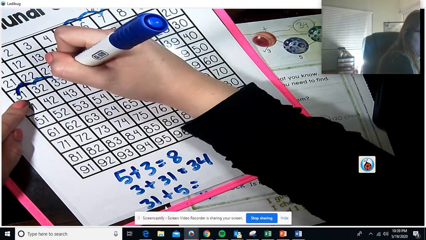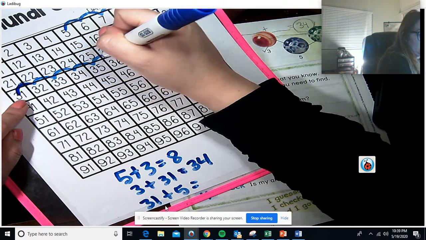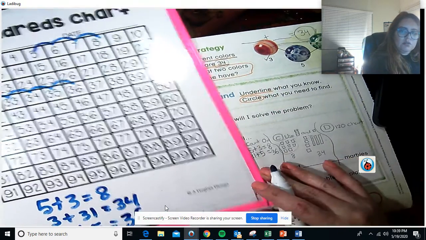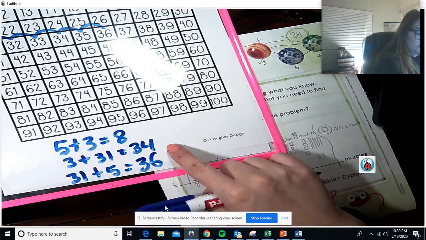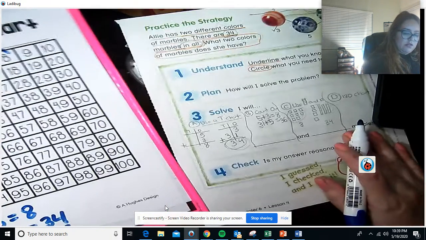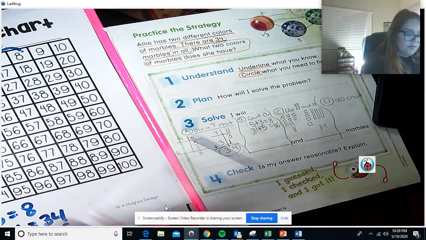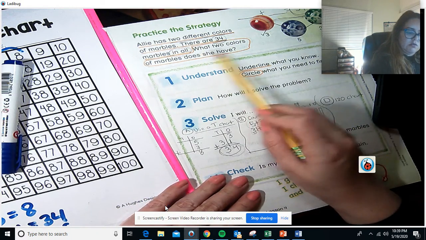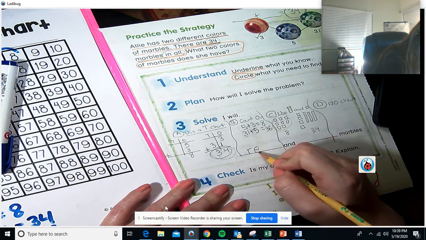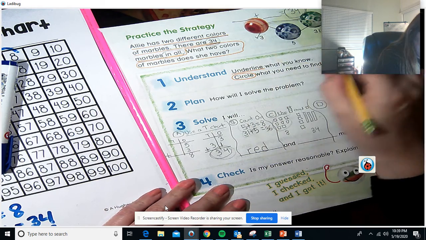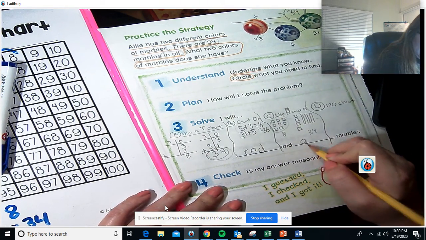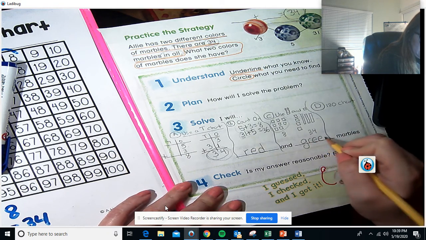1, 2, 3, 4, 5. That equals 36. So which two numbers equal 34? 3 and 31. So our answer is, we need to find what two colors? So red, because 3 and 31 equal 34. So red and green is our answer.